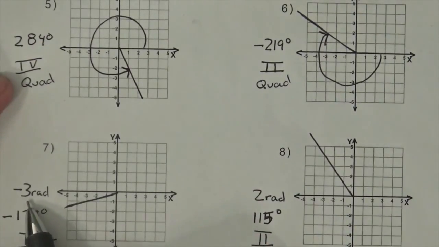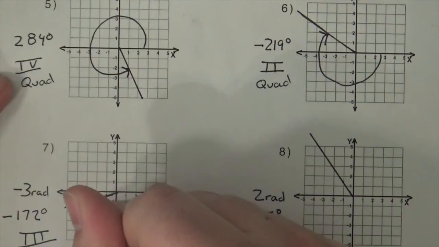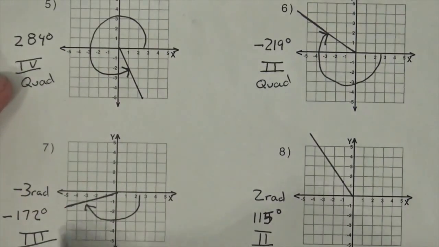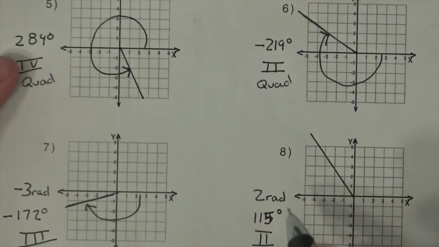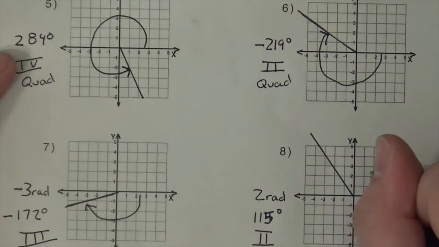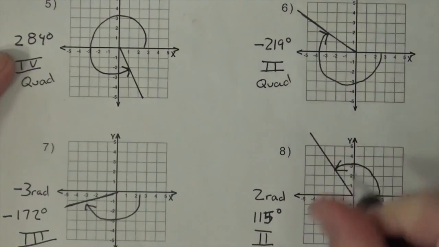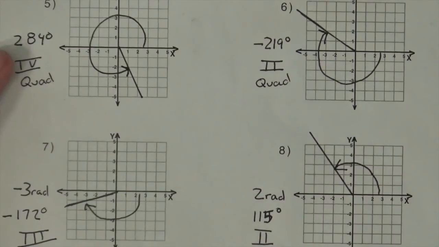This one we have -3 radians. We convert that back into degrees to the nearest degree, which is approximately -172. So we start with our initial side and go back negative 172 degrees, and we end up in the 3rd quadrant. The last one, we have 2 radians. Change that into degrees, which is approximately 115. We start at our initial side and go around until we get to 115 degrees, our terminal angle, and we find out that's in the 2nd quadrant.